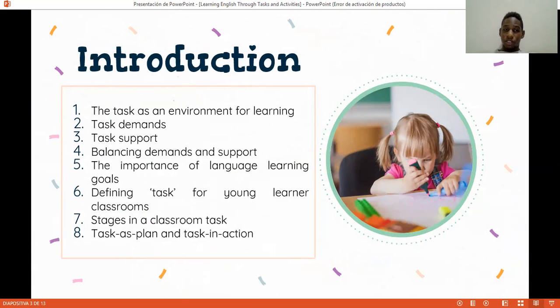Here we have an introduction in which you can see the most important topics that were mentioned in the video. The first one is the task as an environment for learning. Also task demands, then task support, then balancing demands and support. After that, the importance of language learning goals, then defining tasks for young learner classrooms, then stages in a classroom task, and finally task as planned and task in action.